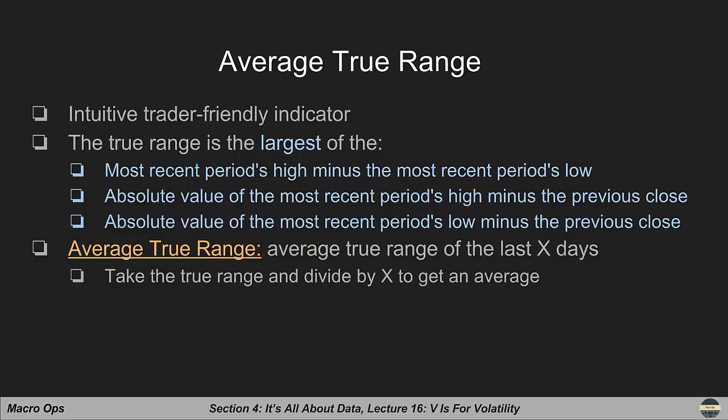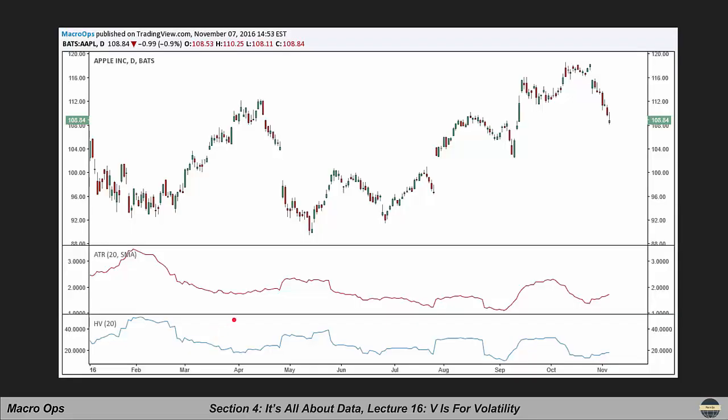And what happens is we get an average reading for how many dollars or how many points the market is moving per day. So in this example, this is Apple. You can see I have ATR and HV listed below. And ATR, it's basically right around 2. So it's saying that the average true range of the last 20 days for Apple stock is about $2. And so it's just a much more intuitive and easier way to find out, hey, on average, how much is this thing moving in a day?